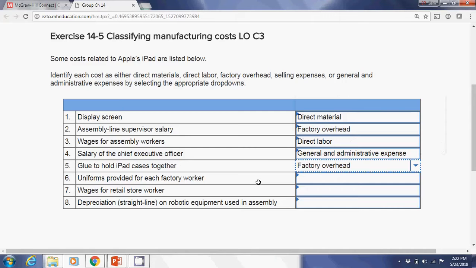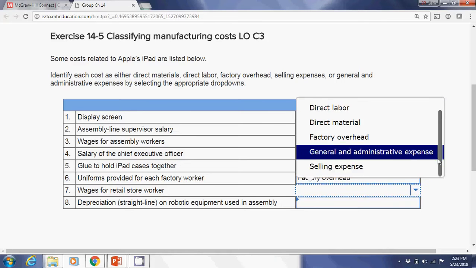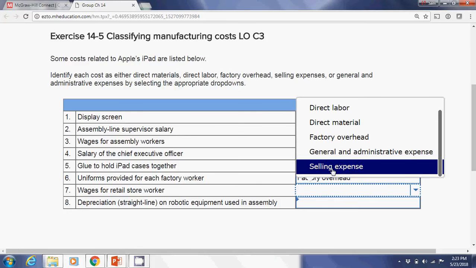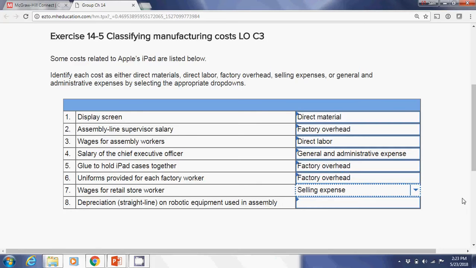How about uniforms provided for each factory worker? Well, that's not a part of the product, so it's not direct material, and it's certainly not direct labor because it's not a person working, but it does happen in the factory, right? And that's what makes it factory overhead. And then we've got wages for the retail store worker. This person doesn't even work in the factory, so this isn't a product cost. So it's not direct material, direct labor, or factory overhead. And it looks to me that our best option for this would be selling expense.